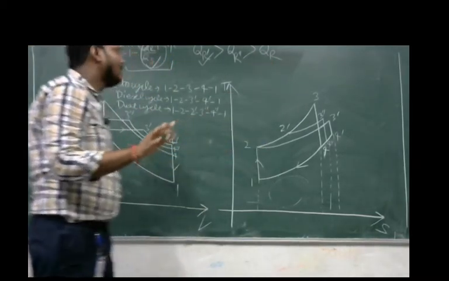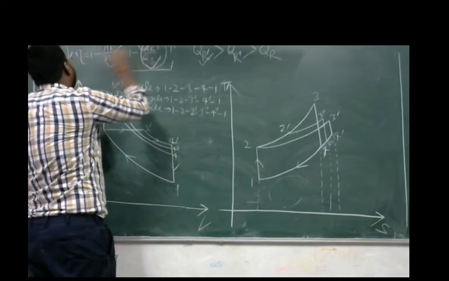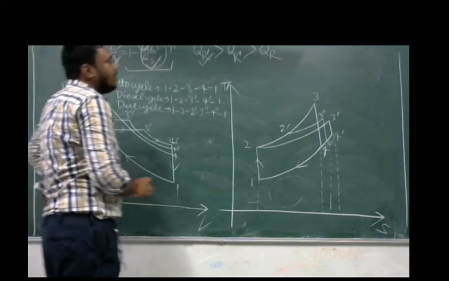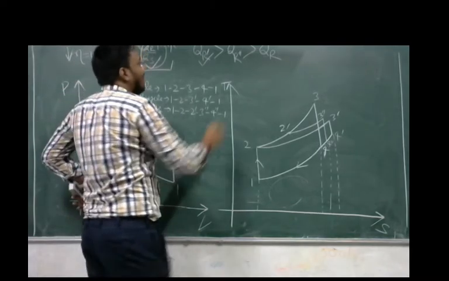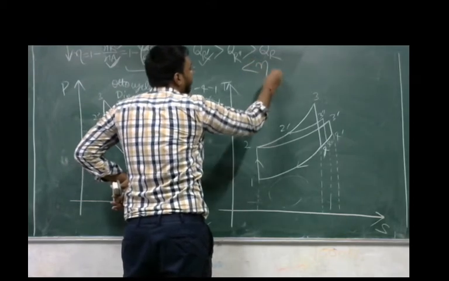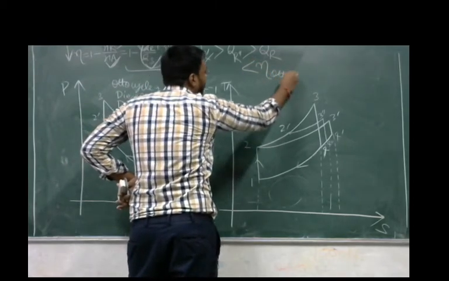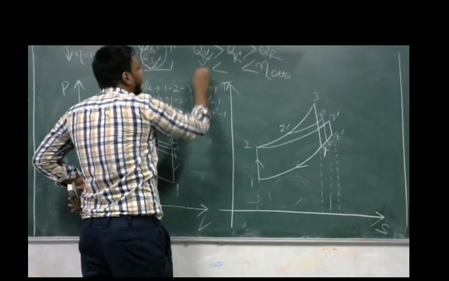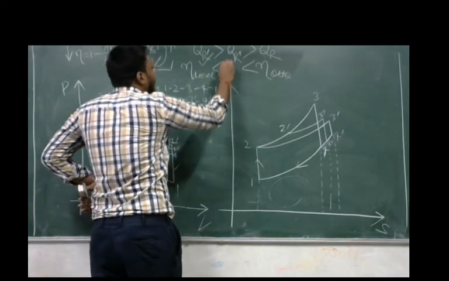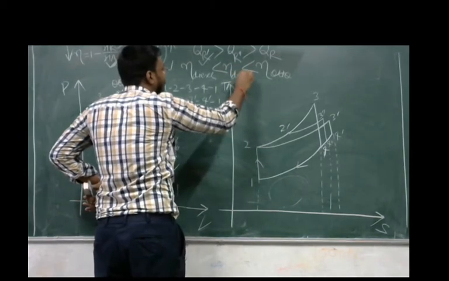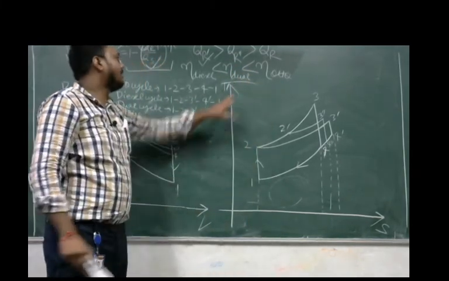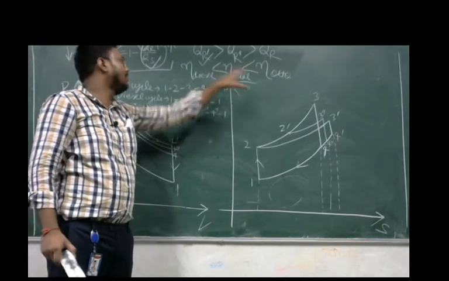Now, as I said, if heat rejection is maximum, then efficiency will be minimum. So if we analyze the efficiency, as the heat rejection is minimum here, efficiency will be maximum here. Eta Otto will be maximum, and eta diesel will be minimum, and eta dual will be in between both the values. Dual cycle efficiency always comes between Otto and diesel cycle.